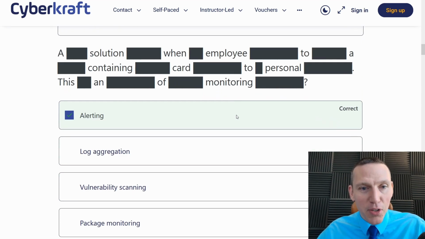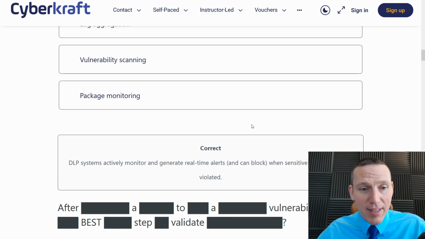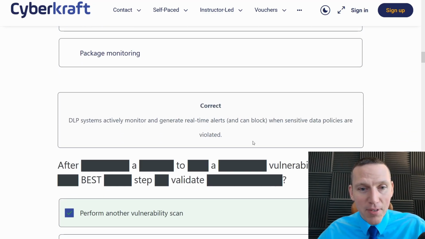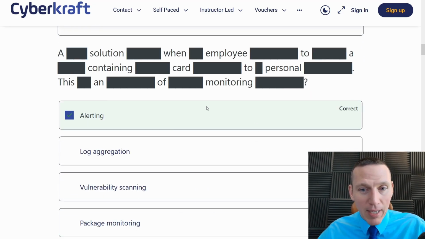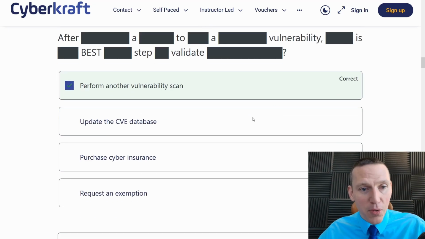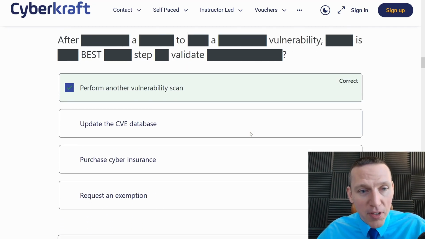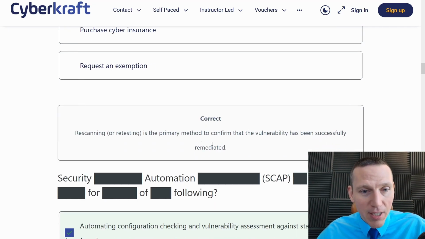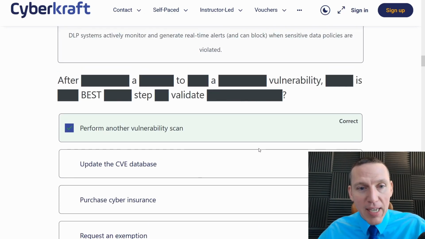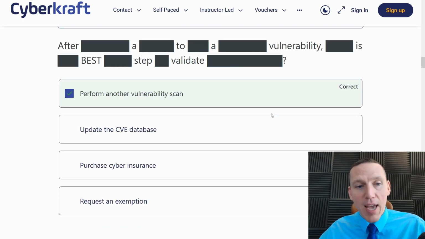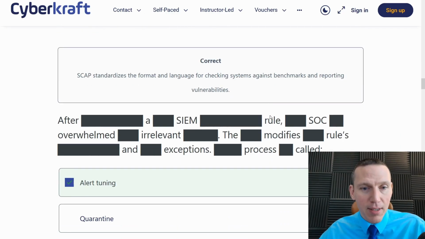A blank solution alerting. I'm surprised at that one. DLP systems. So, yeah, just alerting, I guess, was the general question. Perform a vulnerability scan. Well, that was it. Rescanning is a method to confirm that a vulnerability is successfully remediated. Oh, to evaluate remediation. Okay, that makes sense.